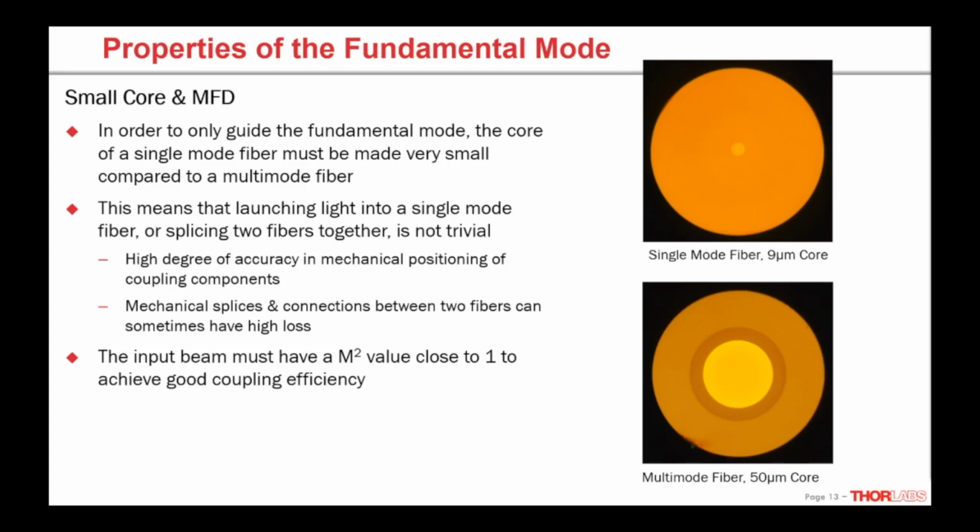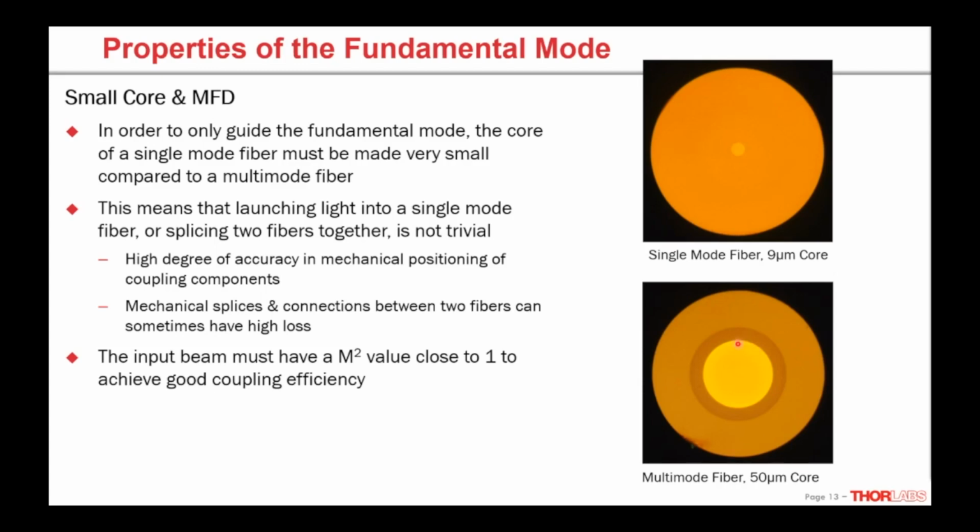That means that getting light into the fiber with good coupling efficiency is tricky. You need a very high degree of mechanical positioning of the coupling components, positioning the fiber tip and the beam and the lens and things like that. In addition, if you have mechanical splices or other interconnections between two fibers, it's easy to have high loss if the parts aren't well toleranced. With a 9-micron core, you can imagine, you can't have many microns of repeatability error or offset between two fibers to get good coupling efficiency.